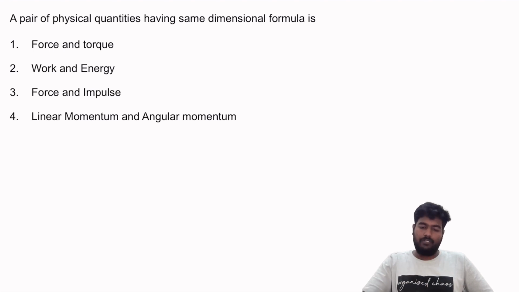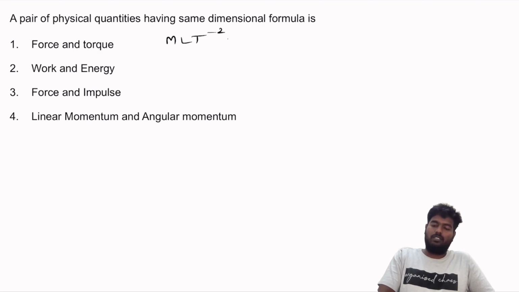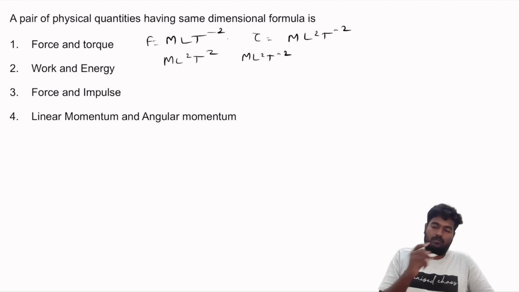So a pair of physical quantities having the same dimensional formula. So we have 4 pairs which have the same dimension. Just by looking, you can tell work and energy have the same dimension, but we will work it out anyhow. Force and torque. Force is ML T power minus 2. Torque is force into distance. So torque is ML square T power minus 2. Work and energy is same because they are same. Force into distance, so ML square T power minus 2 and ML square T power minus 2.